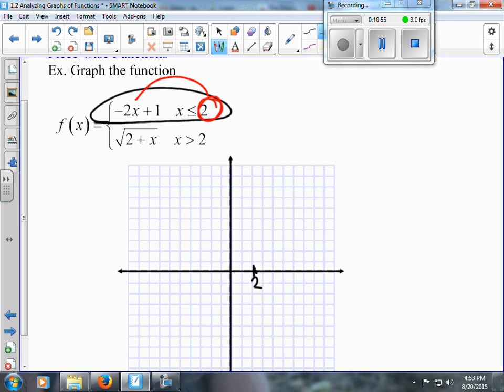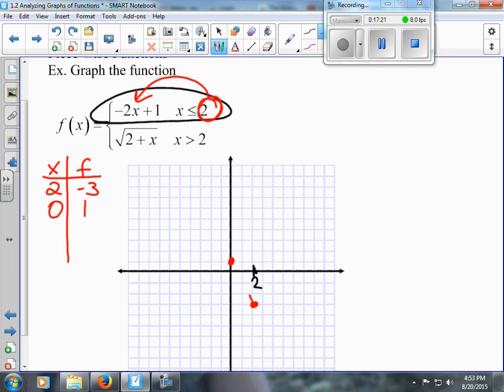So if I plug 2 in, I get negative 4 plus 1, that's negative 3. So 2, negative 3 is right here. I'm going to go ahead and fill that in. Then I'm going to use x values less than 2, so let's try 0. I'm going to go ahead and make a table here. So I did 2, and I got negative 3. And then I'm going to do 0, and here I'll get 1. So the point 0, 1.